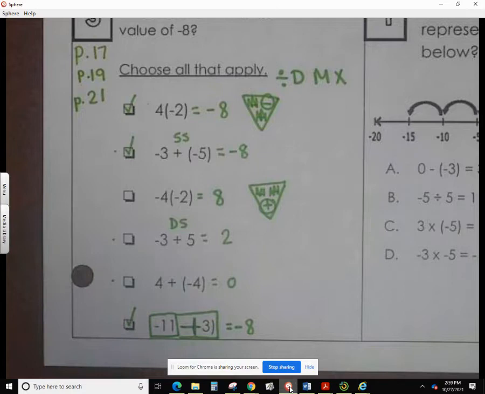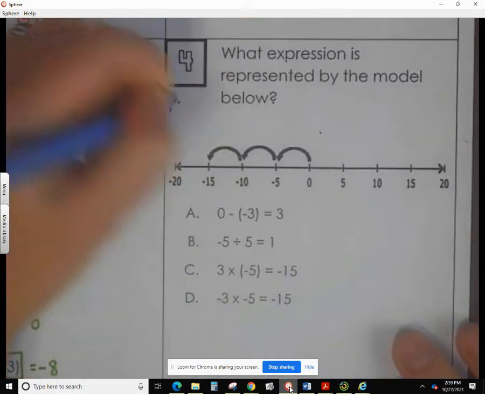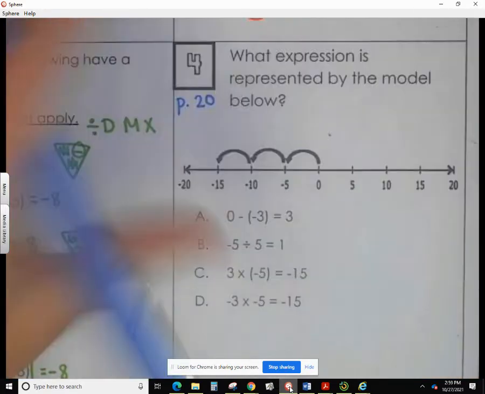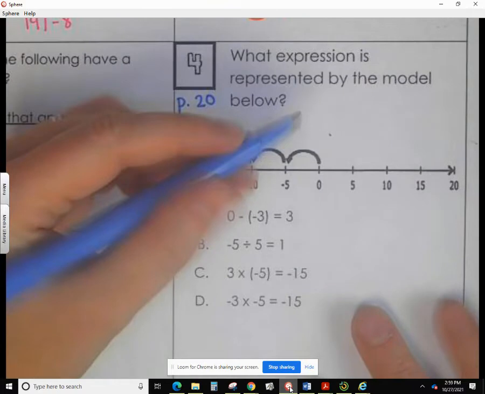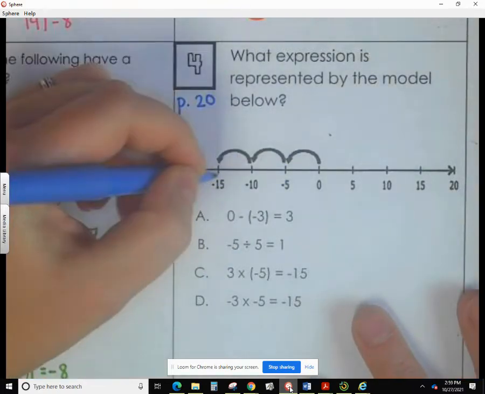Question number 4 is a number line problem. Which expression is represented by the model below? You have 2 pages in your notes about modeling on the number line, but the ones that look like this are on page 20. Remember that wherever you end up on these number line problems is your answer.